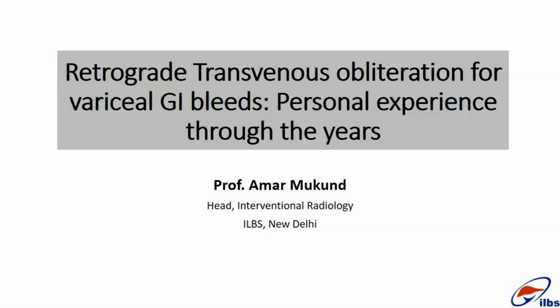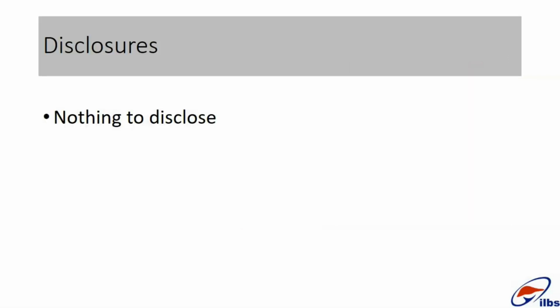So I'll be talking mostly about retrograde obliteration, consisting of BRTO and PARTO, and how it all happened throughout the years. I have nothing to disclose.